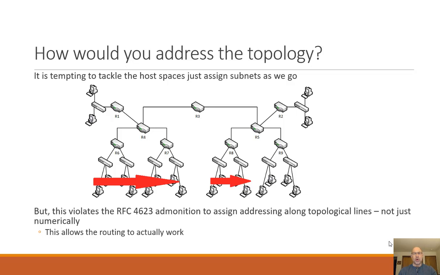And then we would just go up to the next layer up, and then we just assign the subnets along the way. And numerically that works out, and it looks very nice on paper, but it's just simply the wrong way to go.